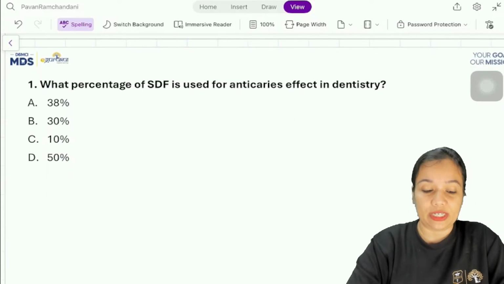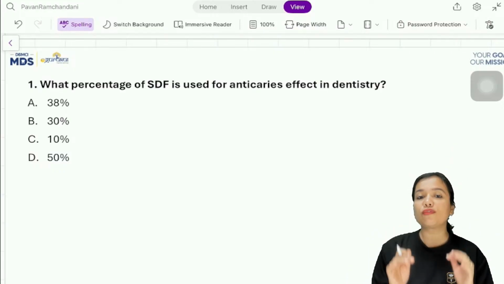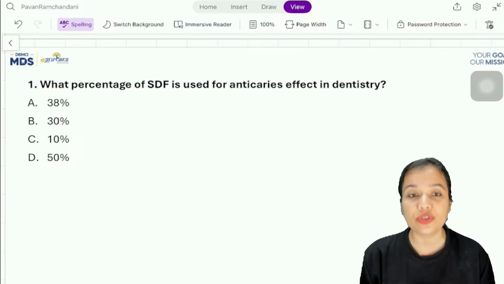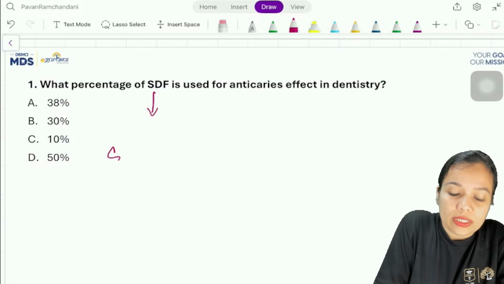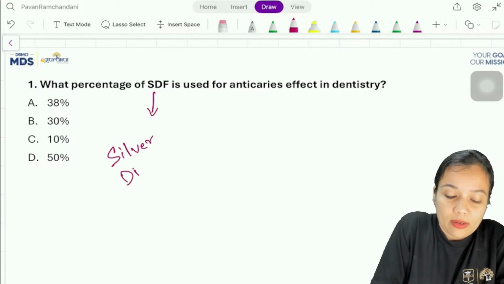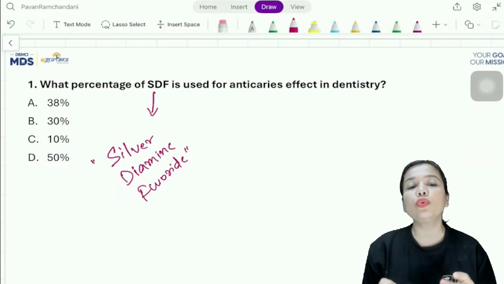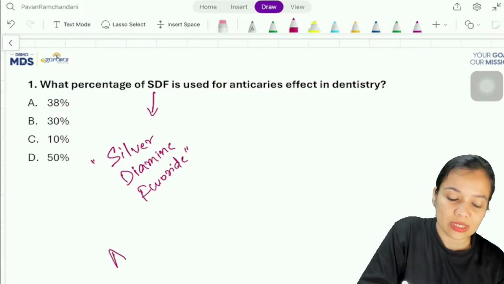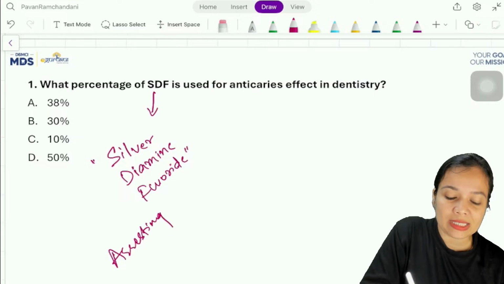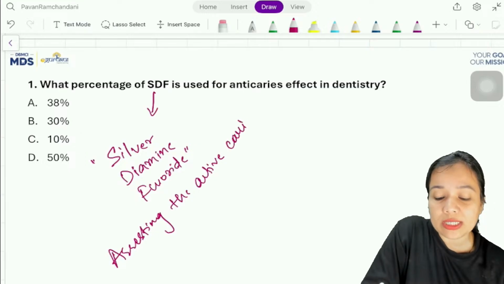And the first question for the session is, what percentage of SDF is used for anti-caries effect in dentistry? So first, what is SDF? SDF means silver diamine fluoride. Okay, so silver diamine fluoride is something that is used basically to arrest active caries. What does it do? It arrests active caries.